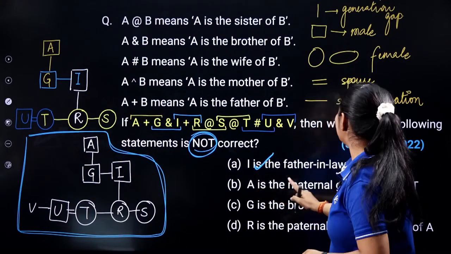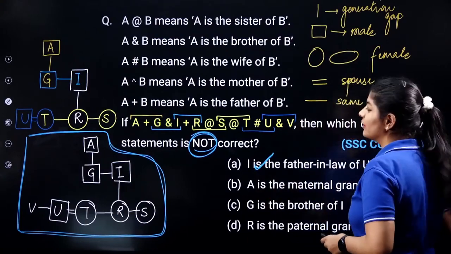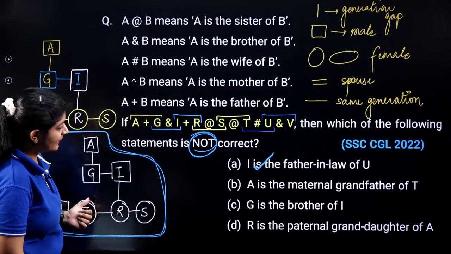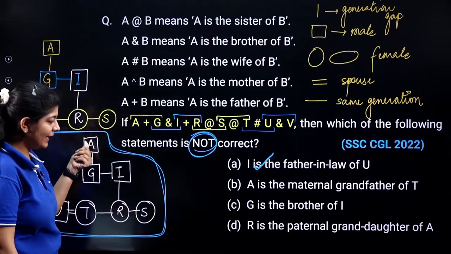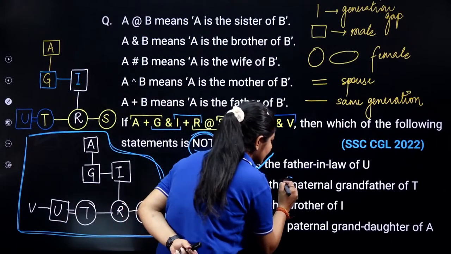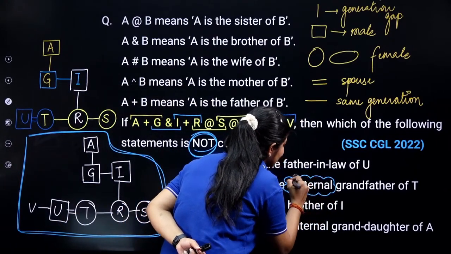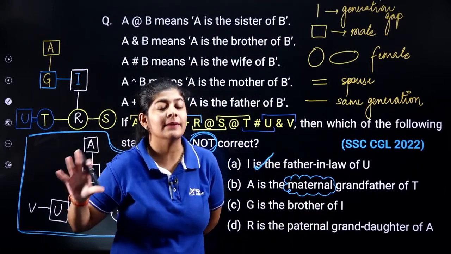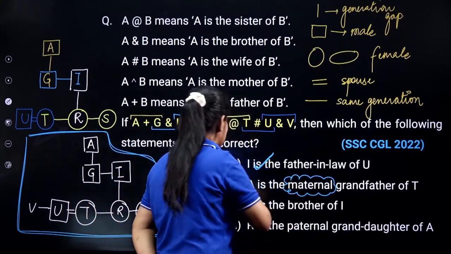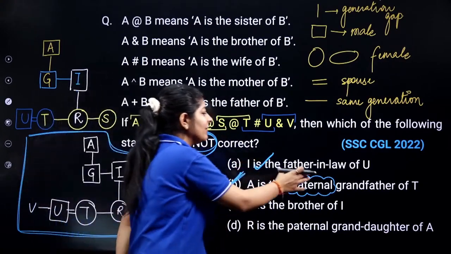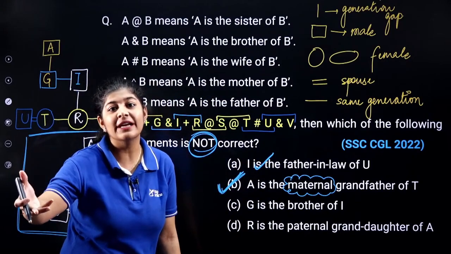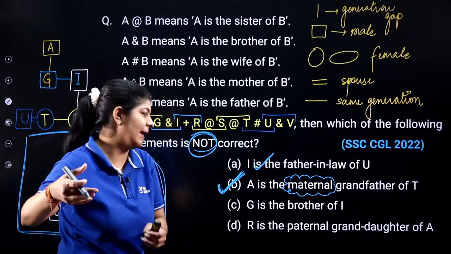Next. A is the maternal grandfather of T. No, basically A is the paternal grandfather, not the maternal grandfather. The word maternal shows the mother's side or the mother's extended family, not the father's extended family. So this statement is not correct. If we have a word like just grandfather, then we know that we have to follow the default case of our father's side family, right?